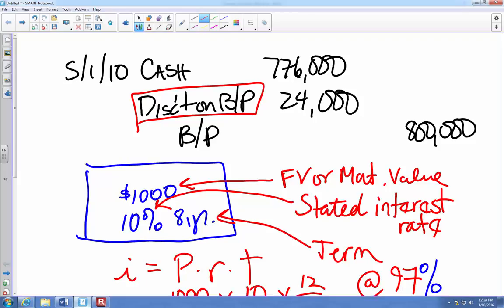We are going to amortize bond discount to bond interest expense over the life of the bonds. Amortize means to write off. So that's what happens on the day that we issue them. Then we go down the road on November 1st, and we make our first interest payment.